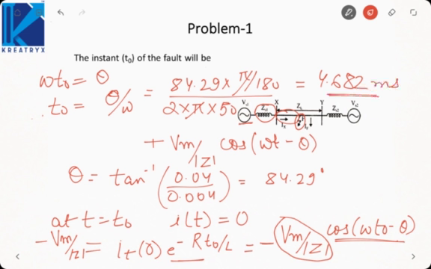So the case that we considered while deriving it was the fault occurring at t equal to 0. But here we have seen a general case, where the fault occurs at t equal to t naught. So you just have to decode the language and nothing else. Though the question seems a bit bigger, the solution is not that tricky.